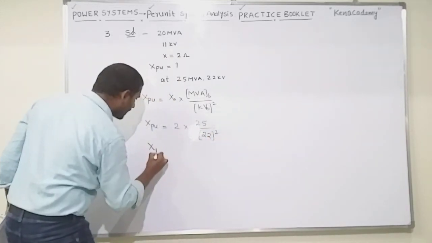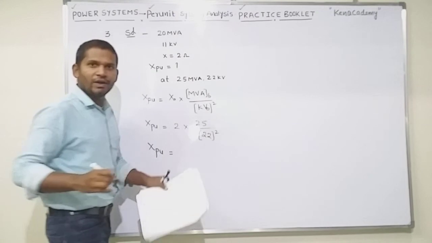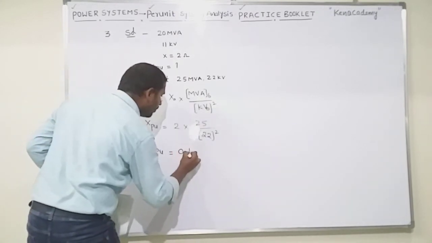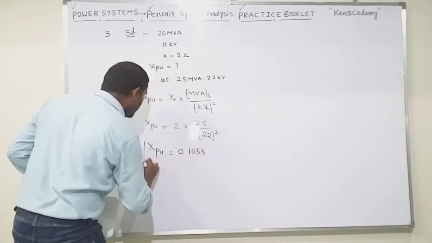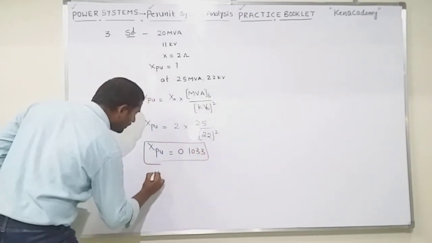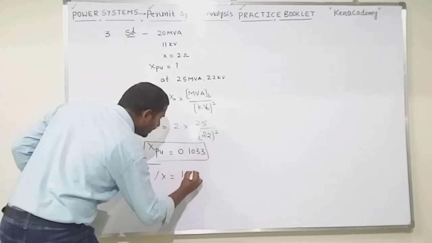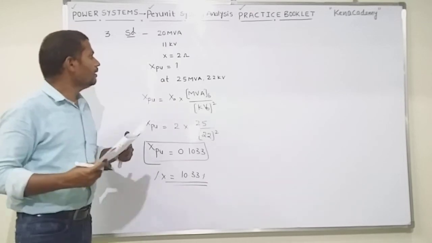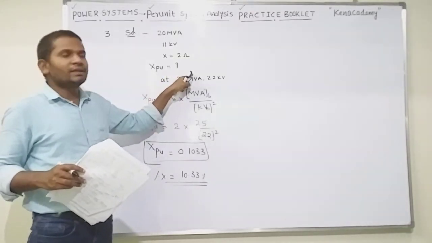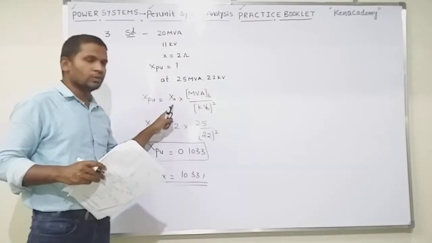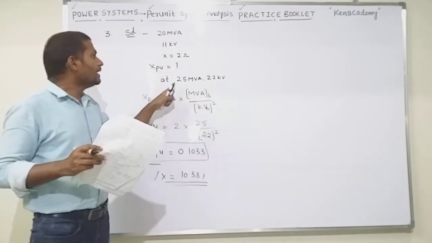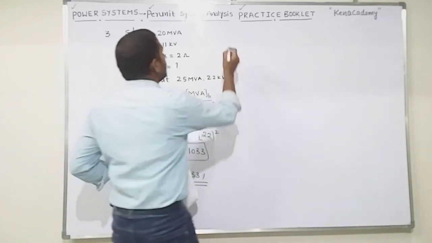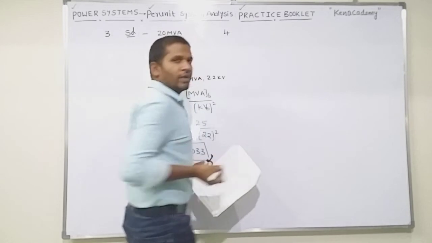Then what is the per unit reactance? X per unit equals, you do that calculation, we can get 0.1033. Then if it is asked as a percentage, what is the percentage reactance? 10.33% we can get. Clear? If these values are not mentioned, you directly take the given values as the base values. But in the problem it is given, so take this and find the per unit reactance. Clear? Next, concentrate. Question number 4.